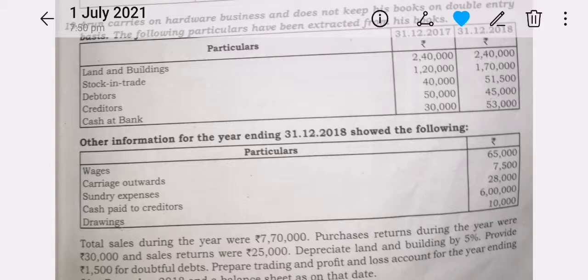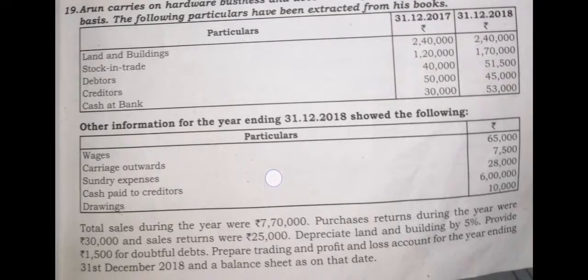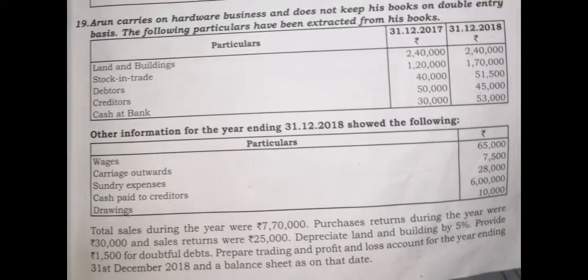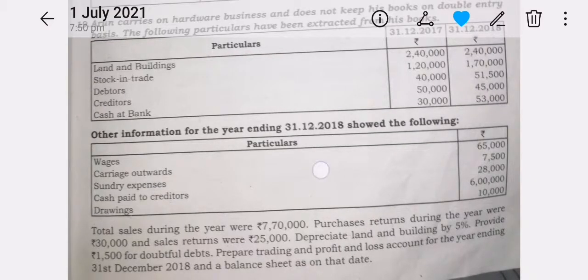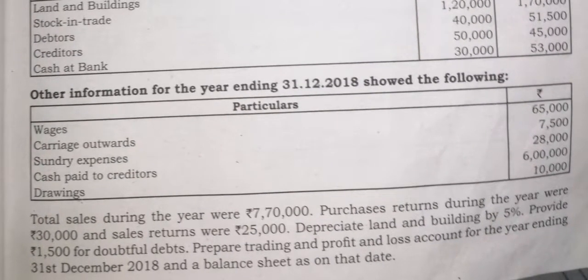Then come down. Wages 65, carriage out, sundry expenses, cash paid to creditors, drawings. Okay. Then total sales during the year. Oh, total sales is given. So we need not prepare the total debtors account. Okay, keep in mind one. So one work is saved for us.